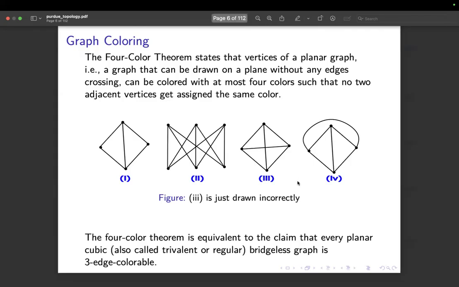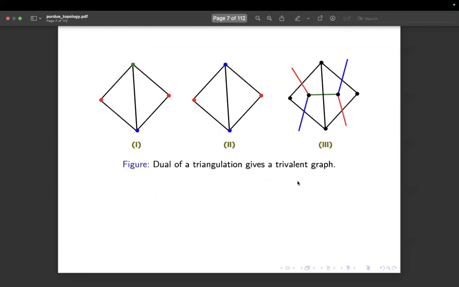Then the four-color theorem is equivalent to the claim that every planar cubic graph, that is trivalent or regular, which means that every vertex has three edges meeting, and bridgeless, is three-edge colorable. So here is an example.